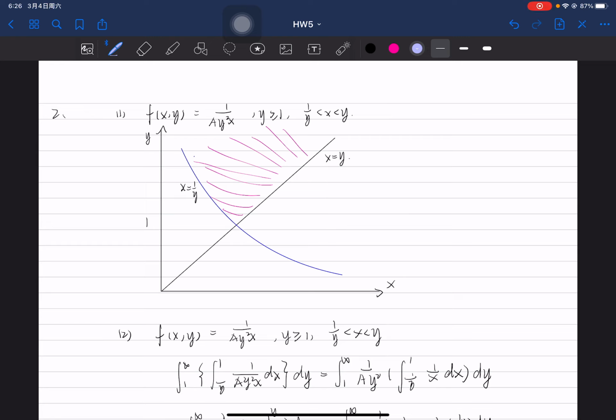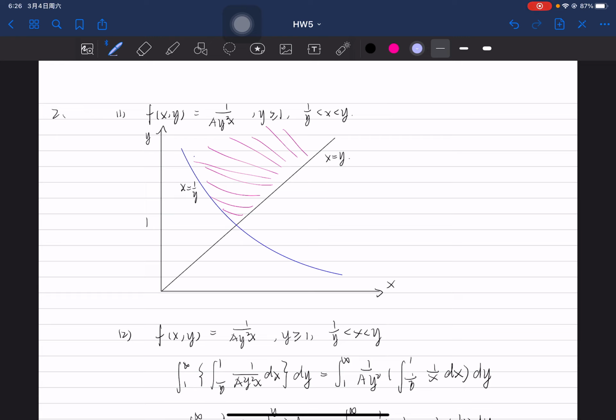Given that the probability density function of XY equals 1 over a times y squared times x, with y larger than or equal to 1, and x larger than 1 over y and smaller than y.